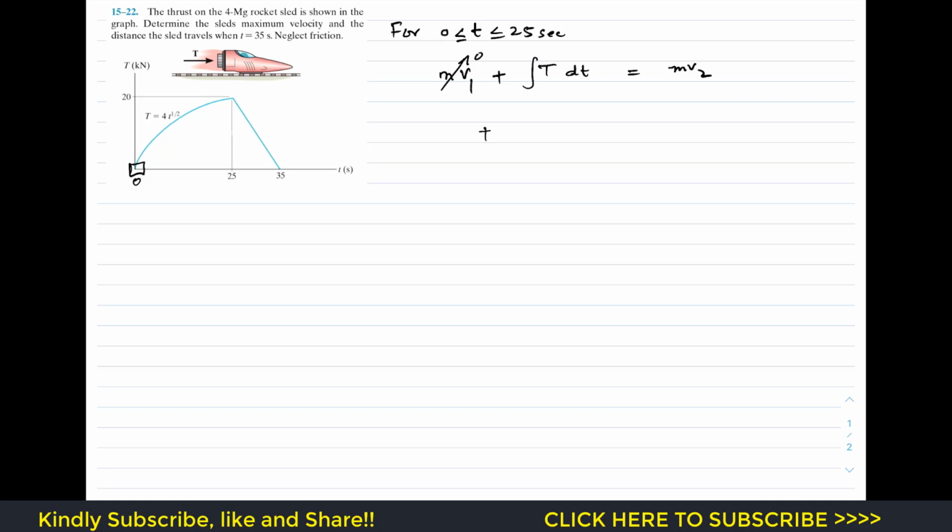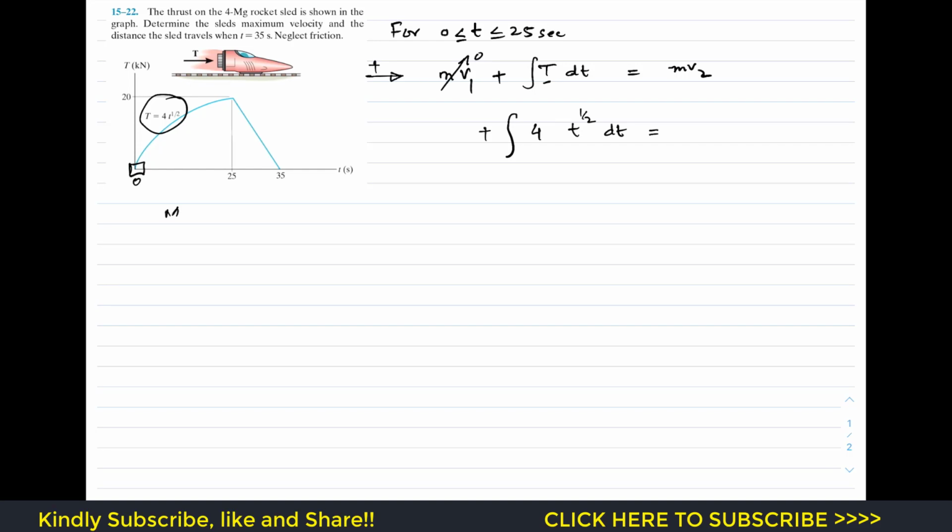So we can write this equation as plus, and remember that we are considering this as our positive direction. For applying the principle of linear momentum, towards the right is our positive direction of motion, since T is applied towards the right. So that is our positive convention. In place of T, we can write that this T is a function of time, which is 4 into t to the power 1 divided by 2 dt, and the mass is 4 megagrams.